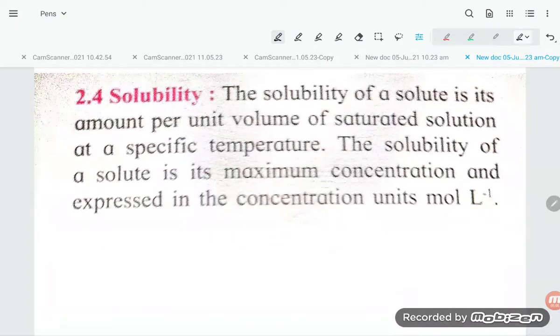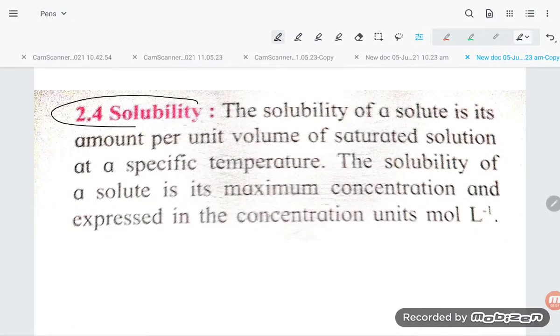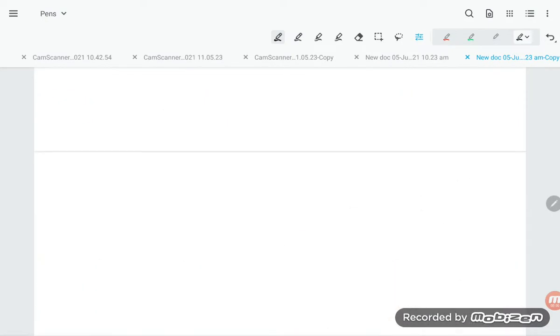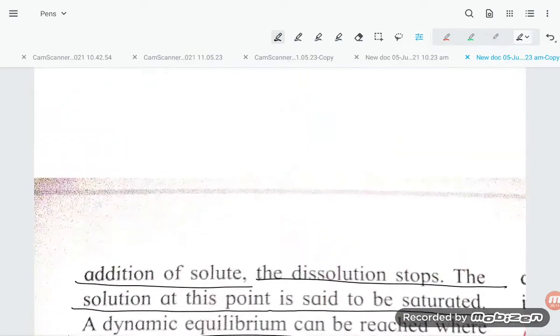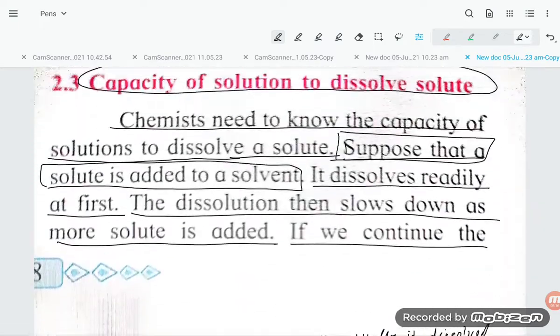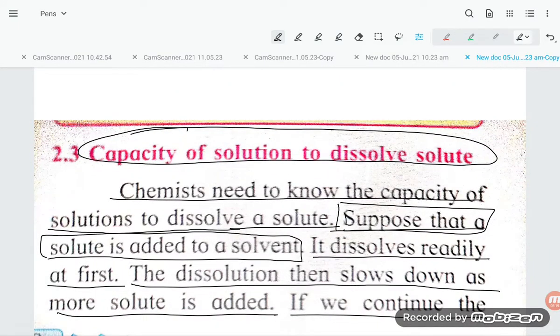So that was the point, student. What is solubility? That is an important point we will try to understand in the next video lecture. Let us first understand this one, the capacity of solution to dissolve solute.